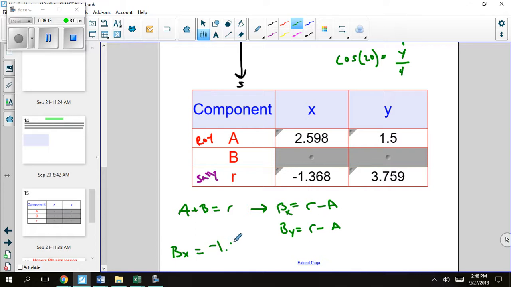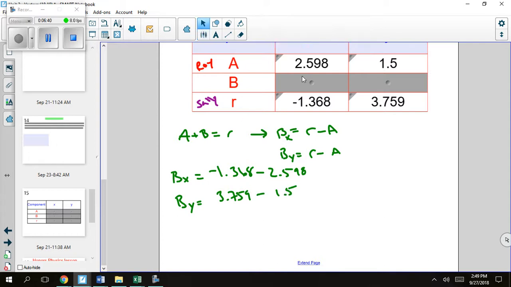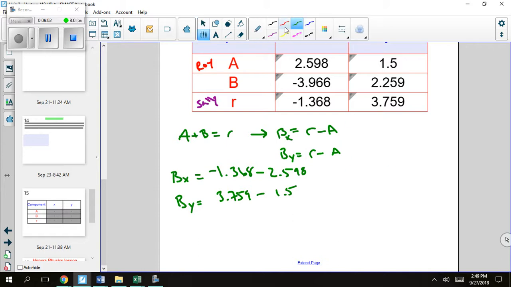So let's look at X. Negative 1.368 minus 2.598. And Y, which is 3.759 minus 1.5. And you should have something that looks like that. Alright, but we want to know the overall direction he walks on this prior lane. We don't want to know his X and Y components, but we're off to a good start.